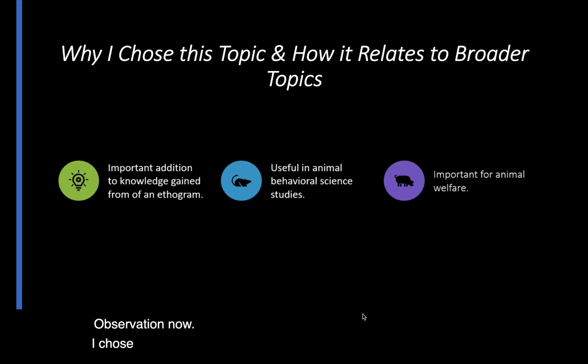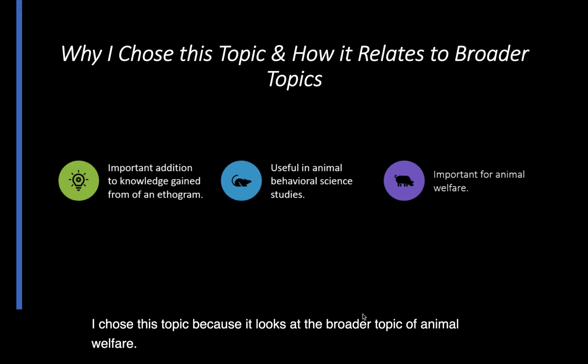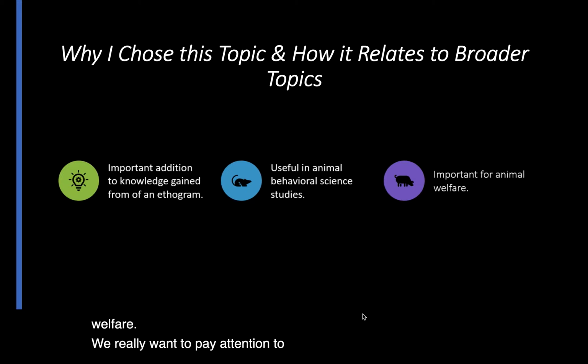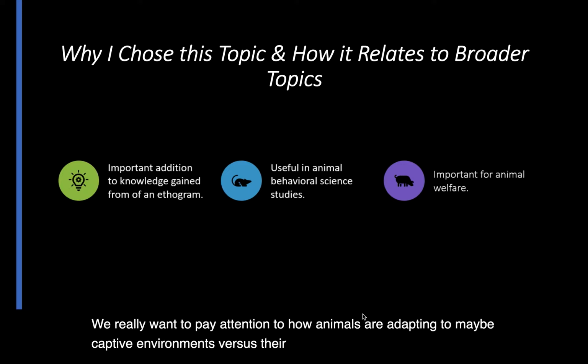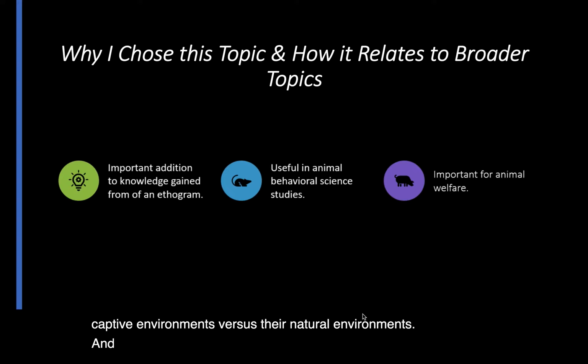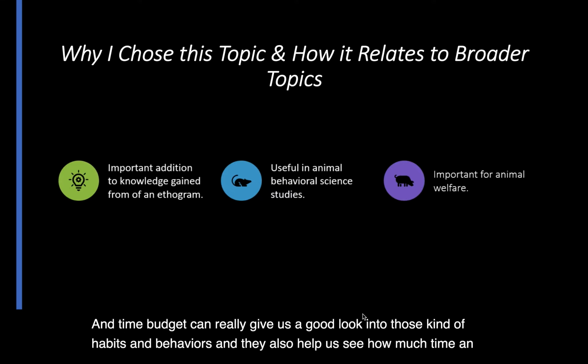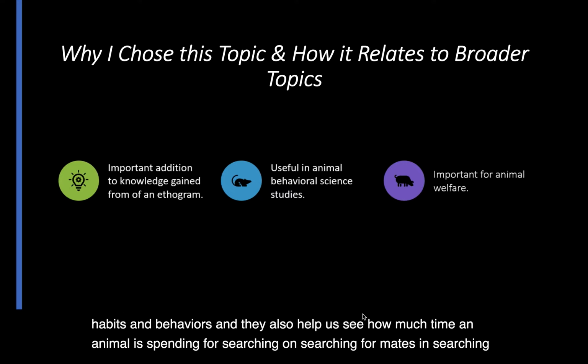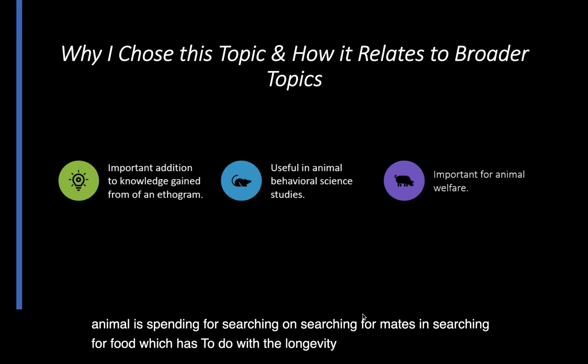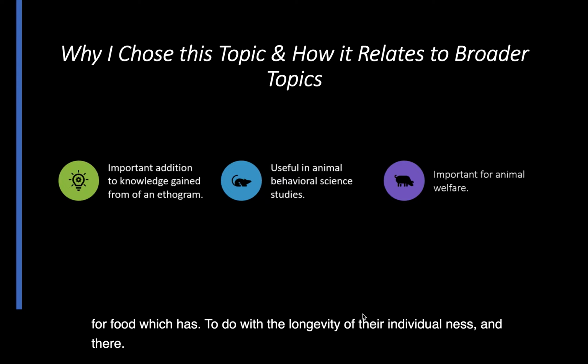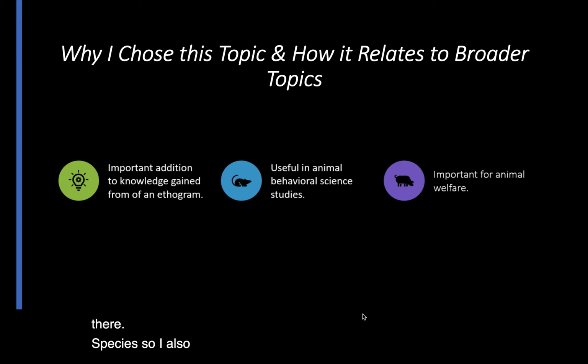I chose this topic because it looks at the broader topic of animal welfare. We really want to pay attention to how animals are adapting to maybe captive environments versus their natural environments. Time budgets can give us a good look into those habits and behaviors, and they also help us see how much time an animal is spending searching for mates and searching for food, which has to do with the longevity of the individual and their species.